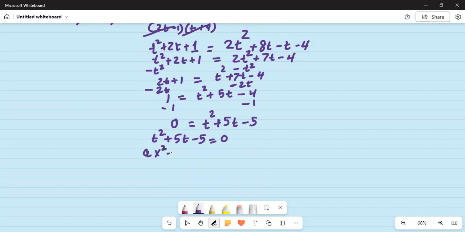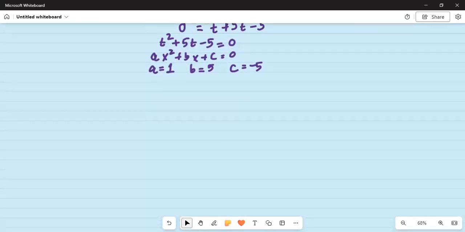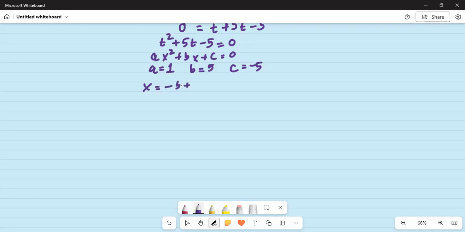It's ax squared plus bx plus c is equal to 0. My a is the coefficient of t squared, which is 1. My b is the coefficient of t, which is 5. And my c is minus 5. So now the solutions are x equal to minus b plus or minus square root of b squared minus 4ac, divided by 2a.